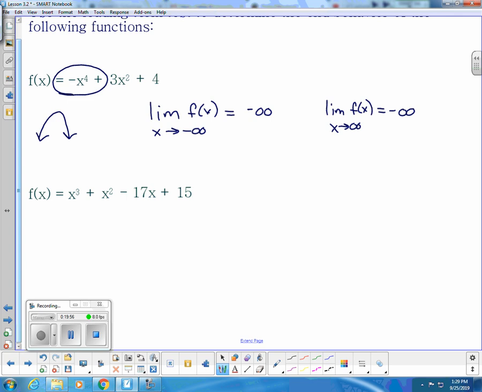So in the next one, we have an even or odd? Odd. Positive or negative? Positive. So on the left side, where's the graph going? Negative infinity. On the right side, where's the graph going? Up to positive infinity, right? And we're talking about height of the graph.